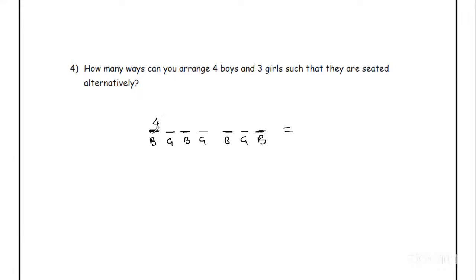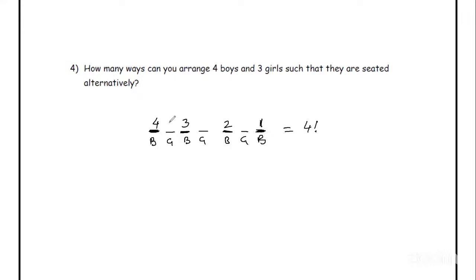So one of the boys takes the place on this dash. Then for the second dash, there are 3 choices because there are only 3 boys remaining. And then for the third one, there are only 2 boys remaining. And the last one, only 1 boy. So therefore, 4 factorial ways to arrange the boys.